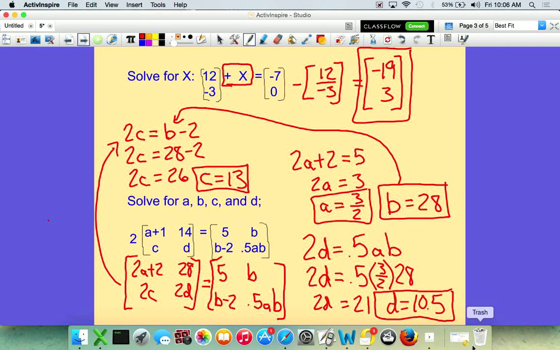So we solved for all of them. We don't have to put them in any special order or anything. We just got to put our answers down and solve the question that is being asked.